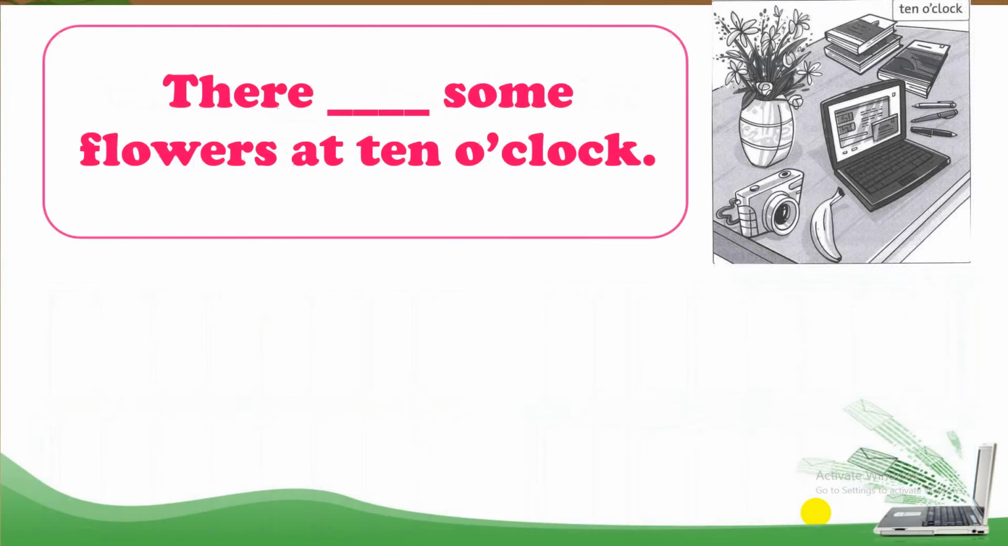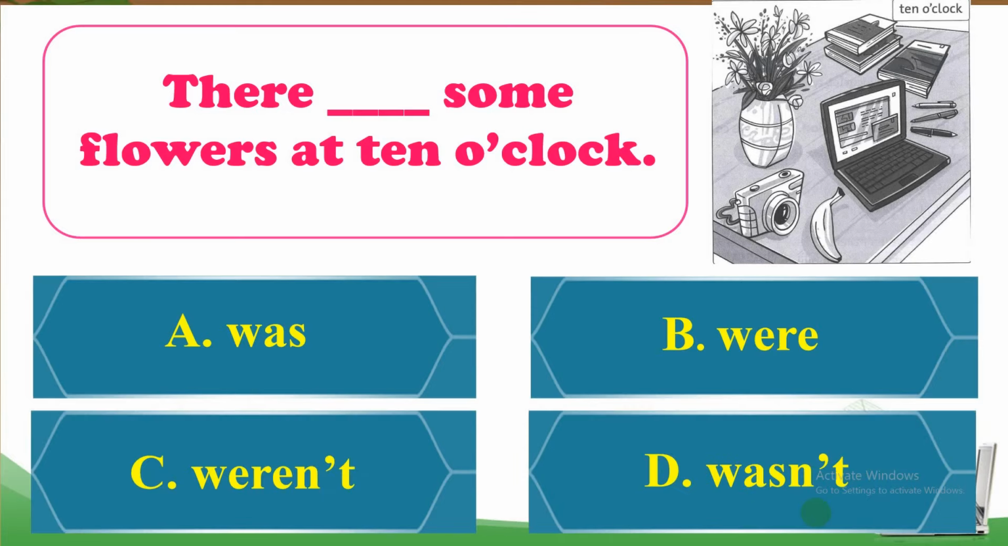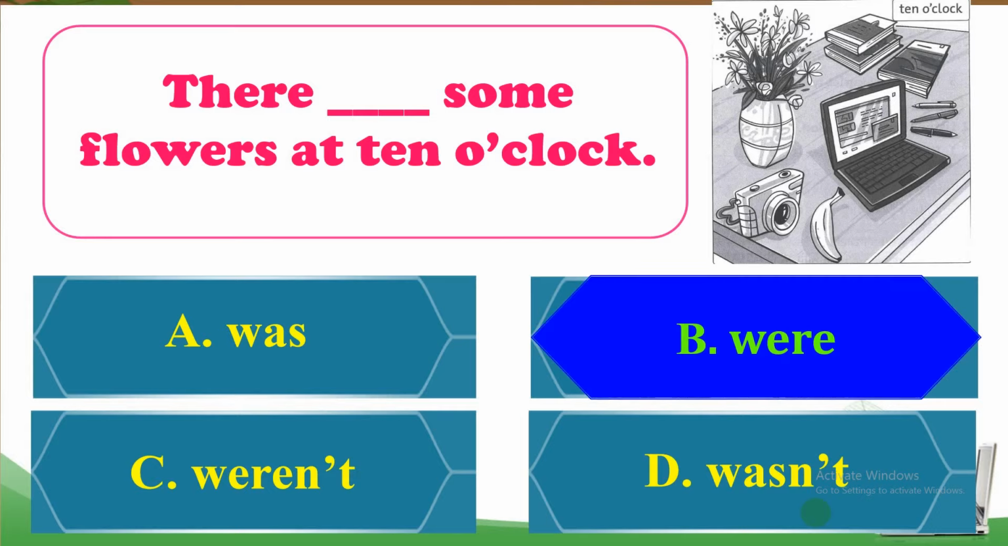Question number 2. There some flowers at 10 o'clock. A was, B were, C weren't, and D wasn't. You choose B, were. There were some flowers at 10 o'clock.